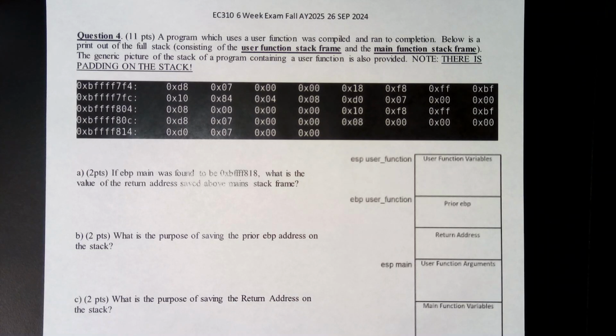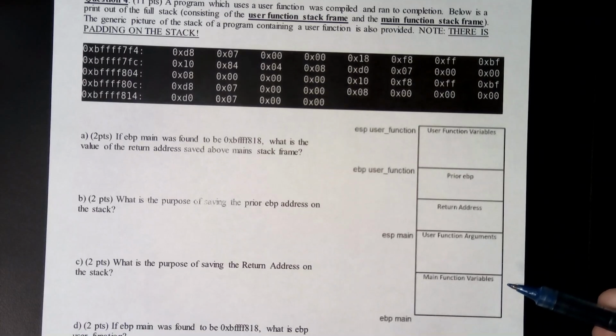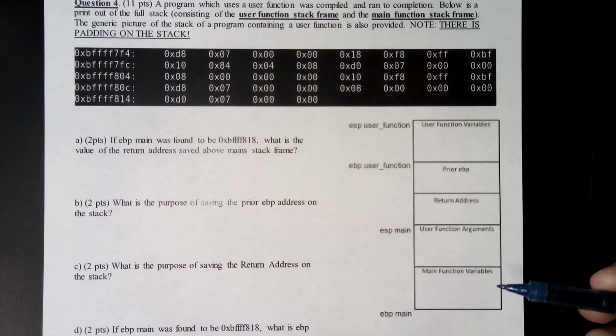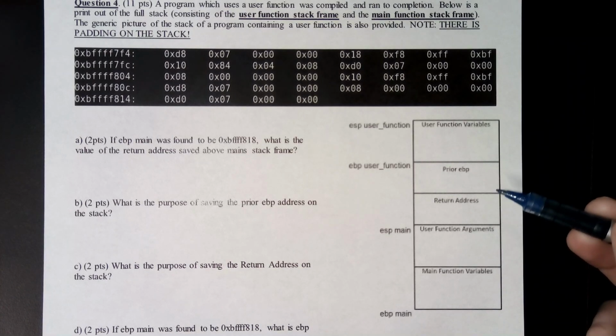Okay, on to question number 4. We're given a stack frame from the debugger, and we know that this has a user function in the stack frame and a main function in the stack frame. So we're referencing our layout of what a stack frame looks like when we have a main function and a user function that we've called.